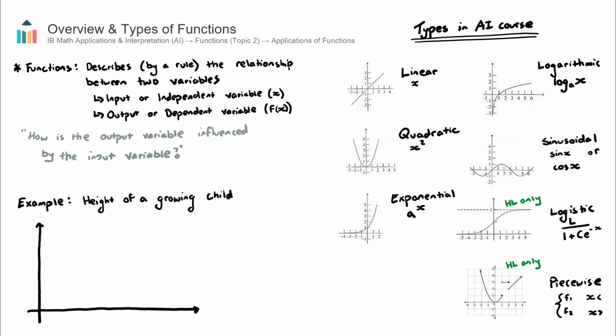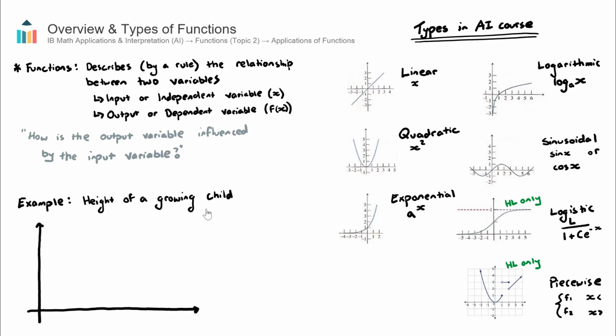So a question that I like to pose to students when they're thinking through a function question is, how is the output variable influenced by the input variable? And that'll be the relationship between the two variables. Now let's go through a very simple example here, and this one will be a linear function, but I'm more interested to try to think through what a function is and the two different types of variables.